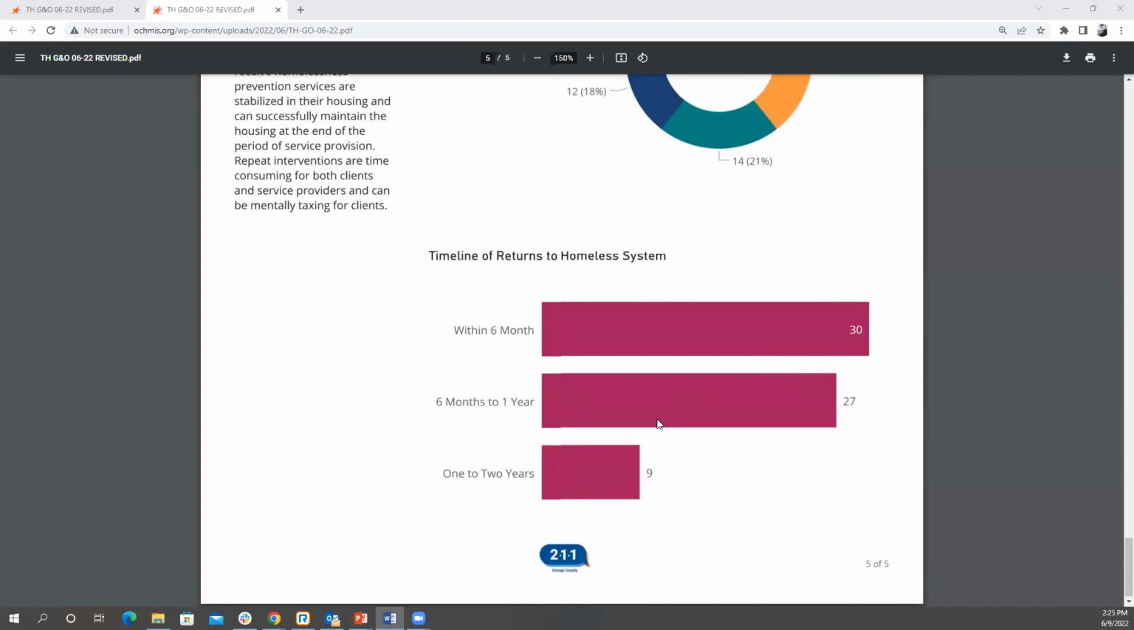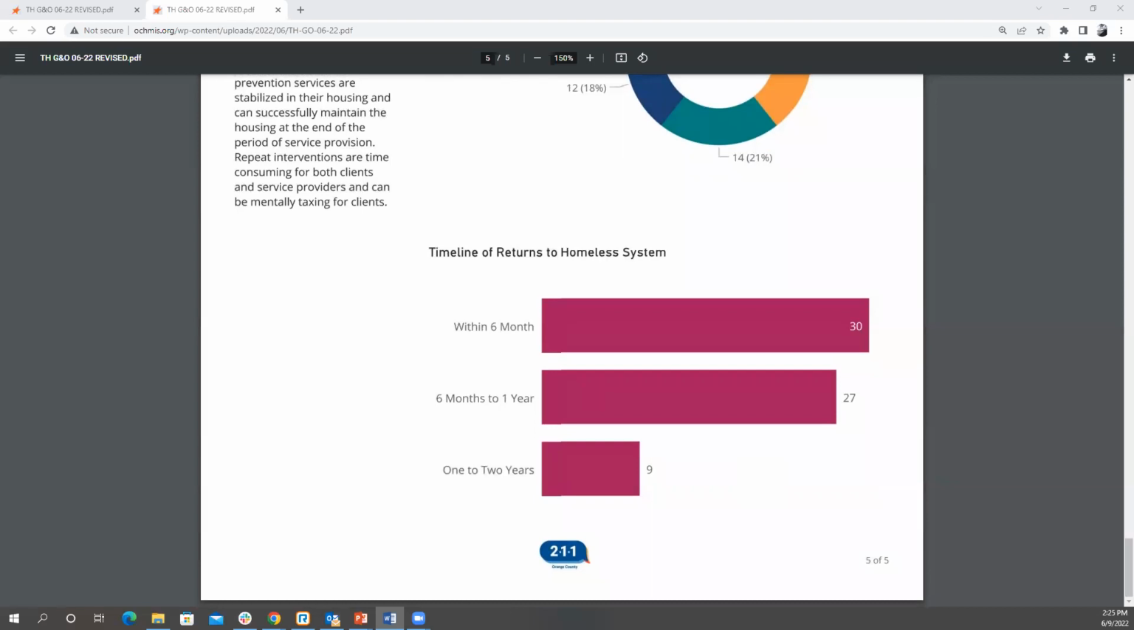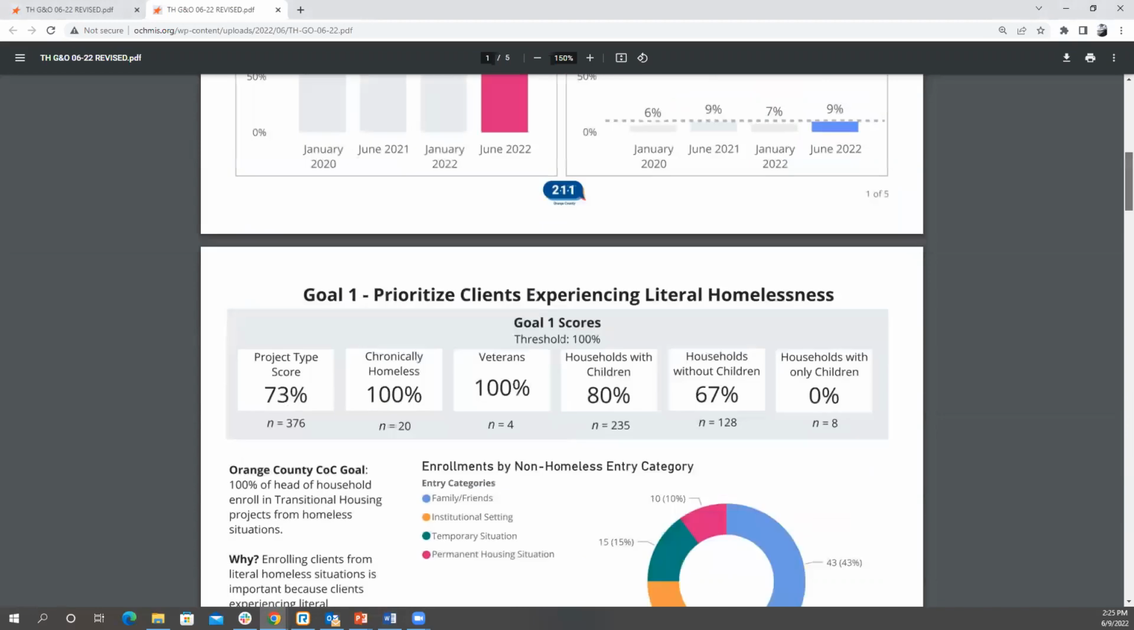And our last bar chart is looking at when clients return to the homeless system after exiting. So most are coming back to the homeless system within 6 months. And then the next largest category is 6 months to 1 year. Most clients are not coming back to the system after they've been exited for a year. All right, that's all I have on the transitional housing reports.